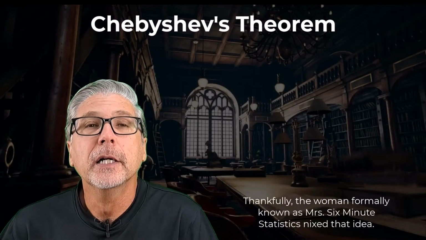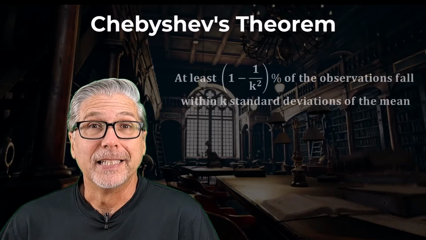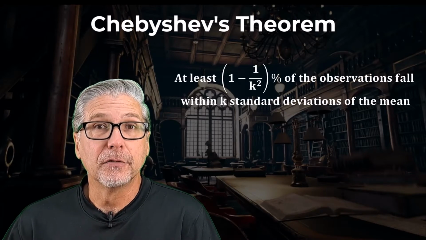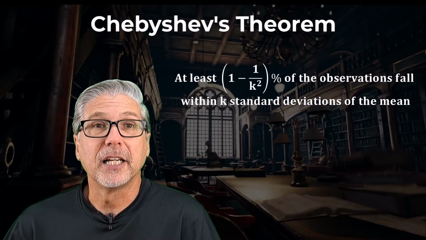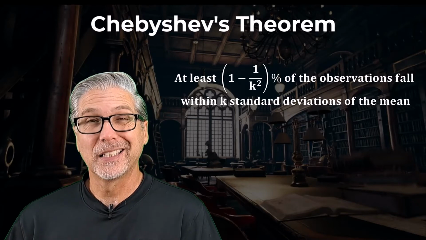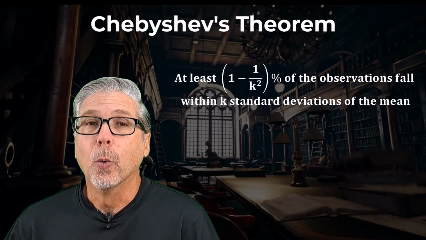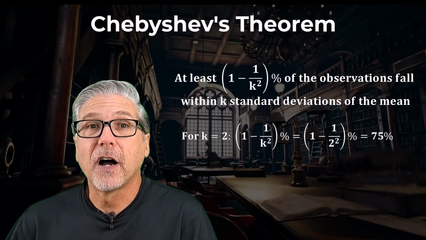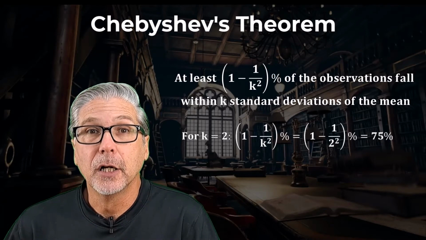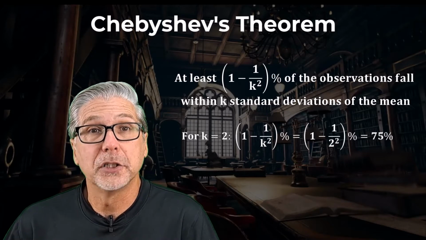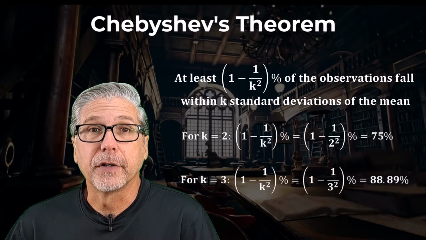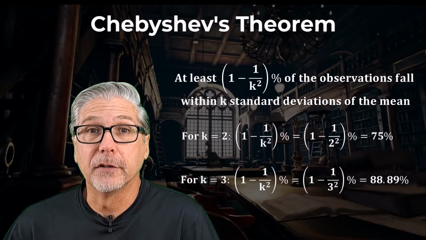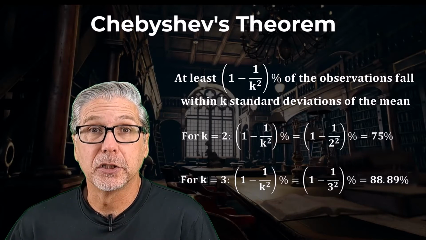Anyway, in general, here's what Chebyshev's theorem says. It states that at least 1 minus 1 over k squared % of data values in a data set will fall within k standard deviations of the mean. What the heck does that mean? Great question. Well, what it says is if k is equal to 2, then at least 75% of the observations in the data set will fall within 2 standard deviations of the mean. If I change the value of k to 3, then we'll say at least 88.89% of the data values will fall within 3 standard deviations of the mean.